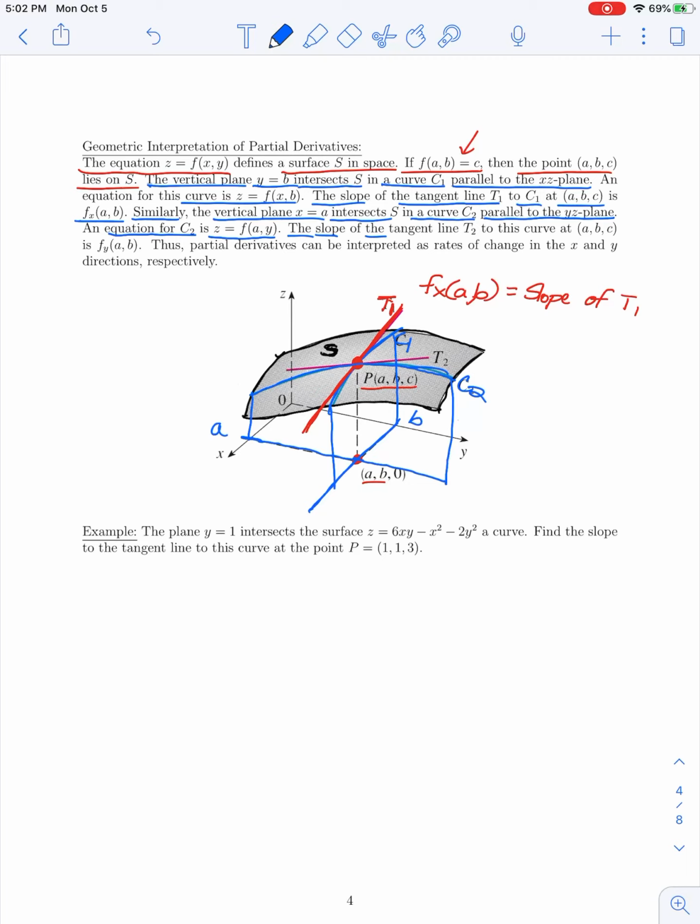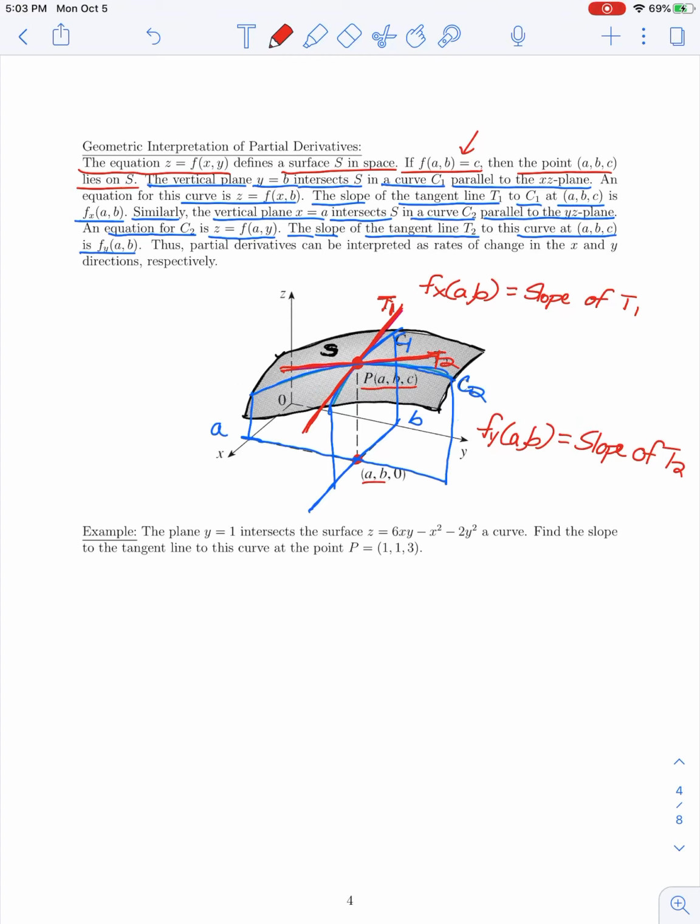So the slope of the line tangent to that curve at the point (a, b, c) is given by the partial derivative of f with respect to y at the point (a, b). So that is the slope of this tangent line T2 to the curve C2 at the point P, given by this partial derivative of f with respect to y at the point (a, b). That is the slope of that second tangent line.